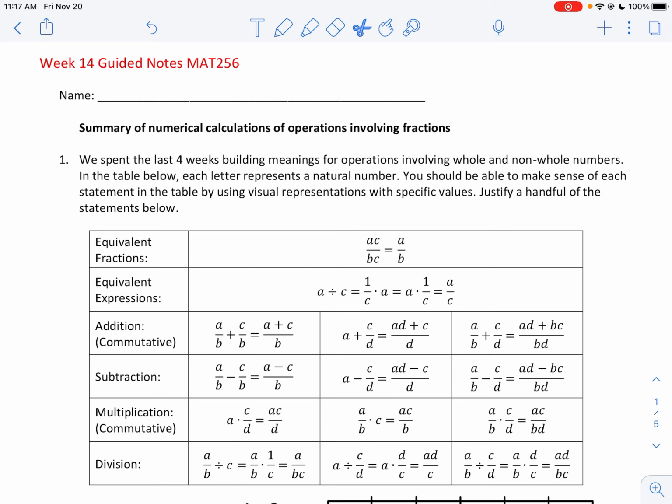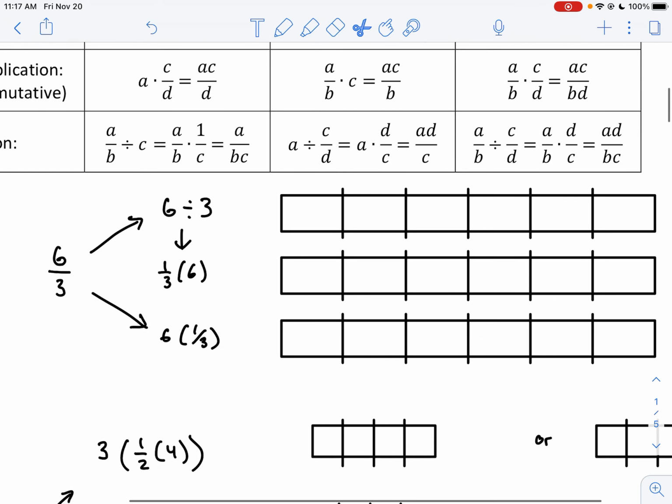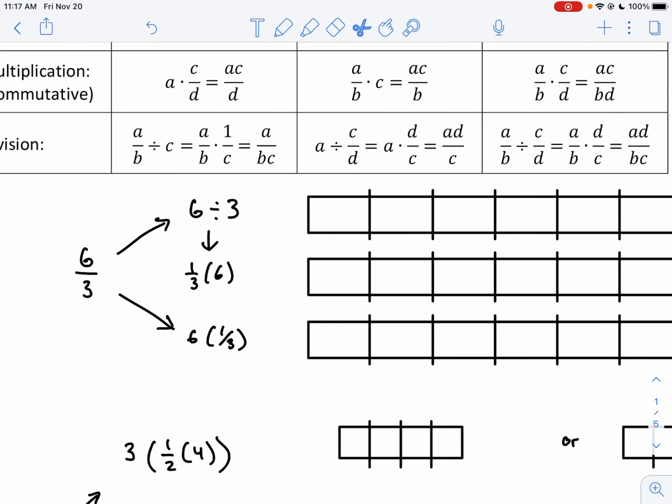All right, so beginning with equivalent expressions, I'm going to start with this expression, a common fraction, and it will be 6 over 3. So the numerator will be 6 and the denominator will be 3. Now there are 2 fundamentally different ways that you might think about 6 over 3.